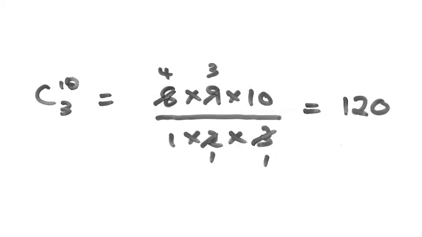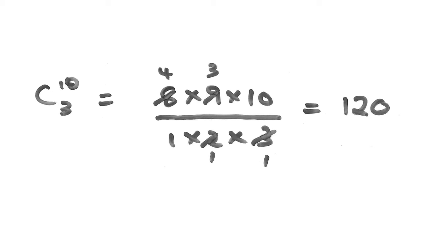Again, we can cancel by seeing that 2 is a factor of 8 and we cancel the 2 and replace it with 1, and we cancel the 8 and replace it with 4, and we do the same with the 3 and the 9. We cancel the 3, replace it with 1, we cancel the 9 and replace it with 3. Now we have 4 times 3, 12, 12 times 10, 120, and that is our answer.